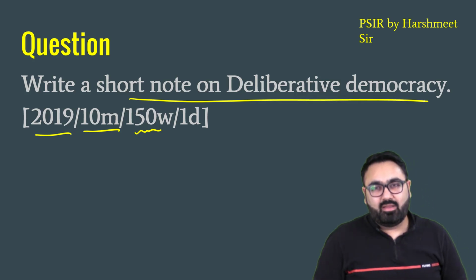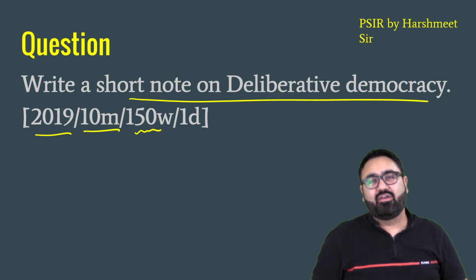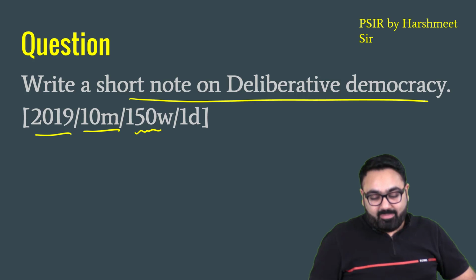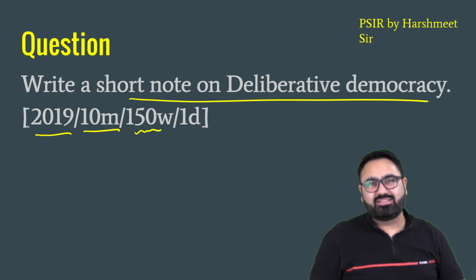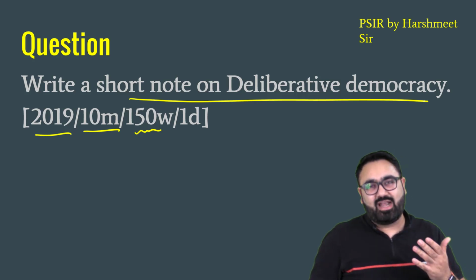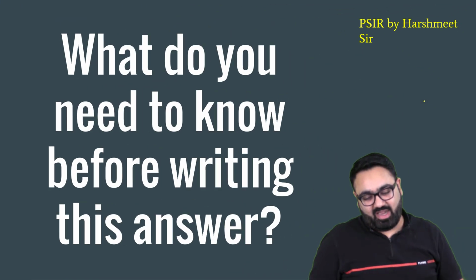Paper 1 Part A, amongst all the topics, one of the topics that it has is democracy and the different types of democracies. One of them is called deliberative democracy. Now what exactly is deliberative democracy? Let's try and understand that and then we'll try and see if we can write an answer to this.